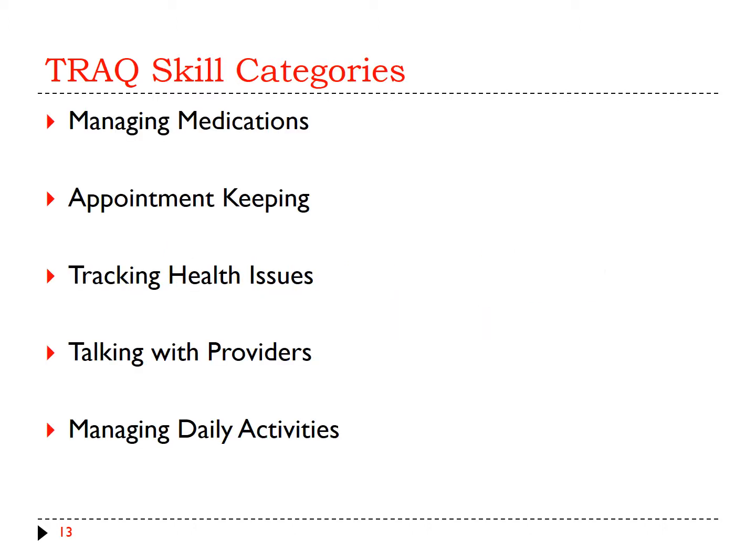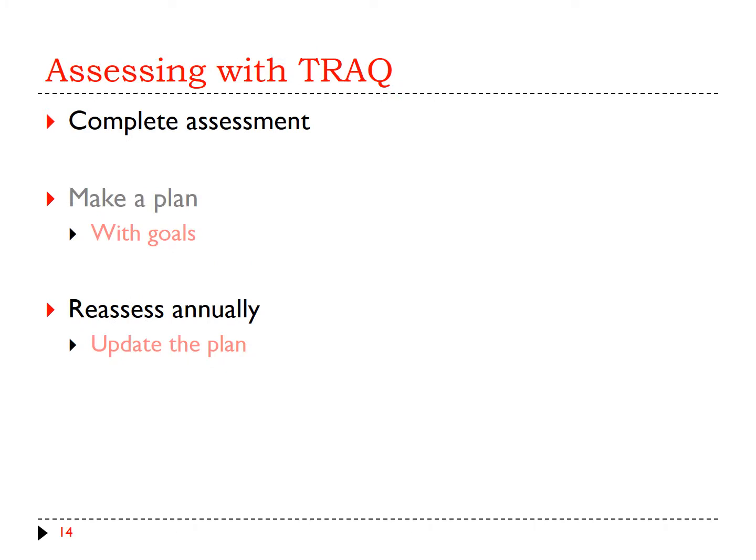The TRAC consists of 20 questions that assess the patient's skills within 5 categories. It is important to emphasize with the patient that the document, as a whole, is meant for patients 12 to 21. Some activities will be age appropriate for the patient and others will not. Complete the assessment during an office visit. Review and update annually. In the next module, we will discuss using assessment results to make the patient's transition plan.